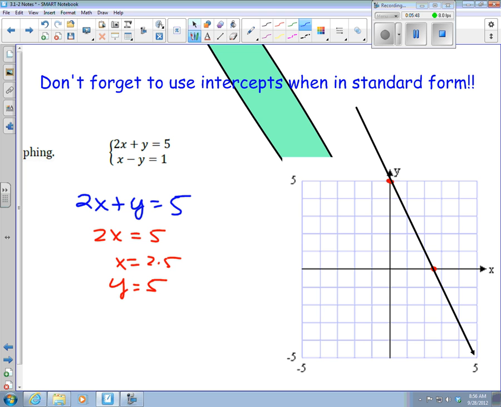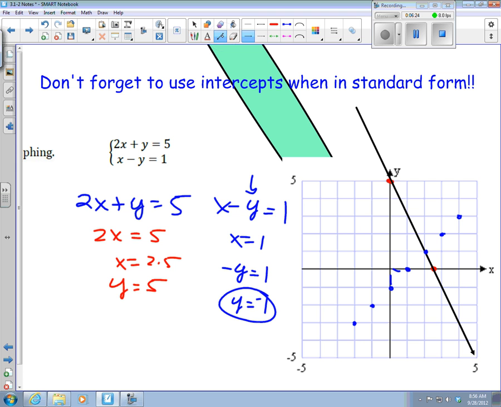And we have this other line here, x minus y equals 1. So plugging in 0 for y, first of all, I get x equals 1. Well, there's 1. Plugging in 0 for x, I get negative y equals 1, or y equals negative 1. There's my y-intercept. Now you can see I'm going up 1 and over 1 to get to this point, so I can generate more points for this line. And throwing in a line here.